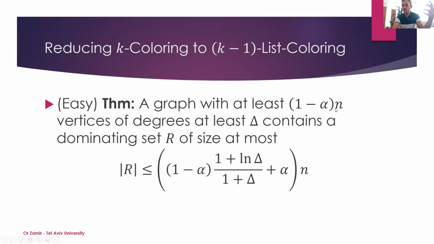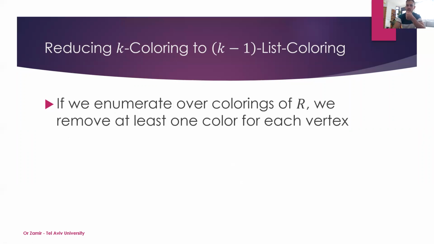Why? Because for every vertex that is not in this alpha n vertices that are of small degree, you have delta different neighbors that you might have picked. So if I have delta different neighbors that I might have picked, picking something like ln delta over delta fraction of the vertices should be enough to hit at least one of them. And whatever I didn't manage to hit, this small fraction, I will just add it to the dominating set. So if alpha is very small and delta is very large, then I get a very small dominating set that touches everything else in the graph.